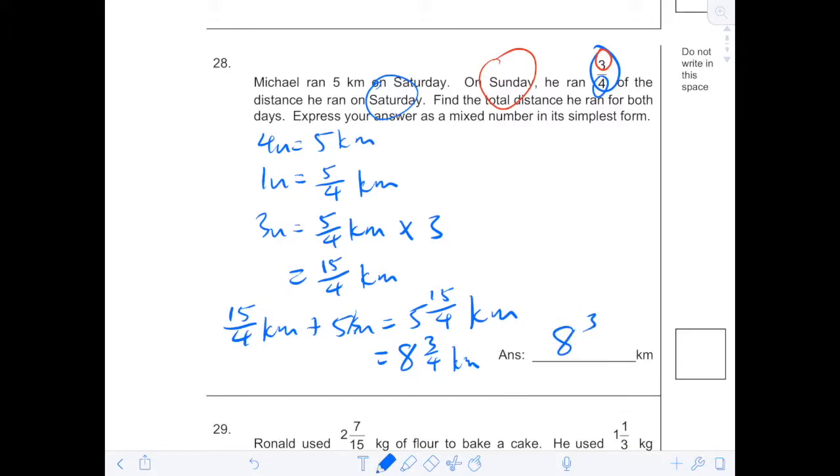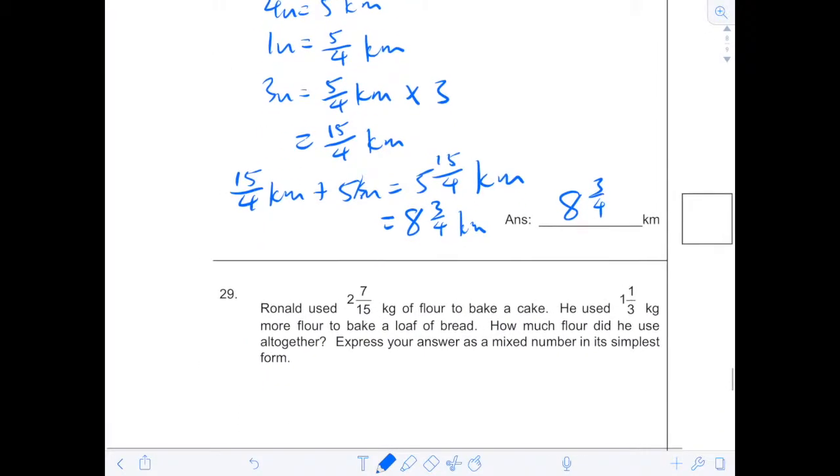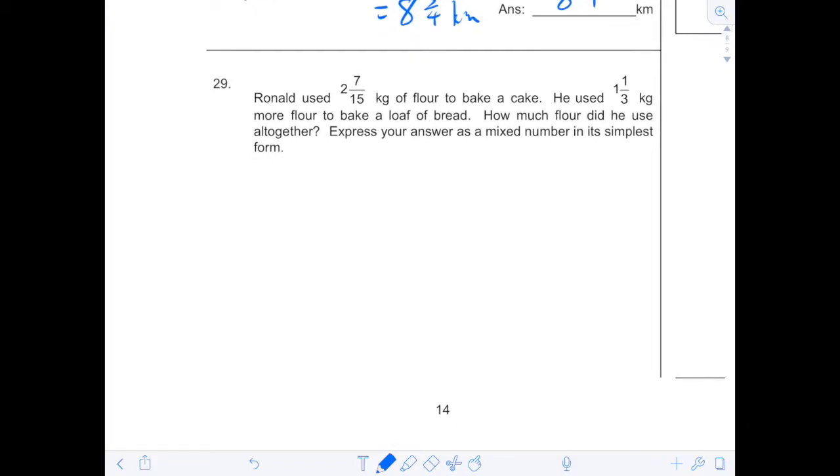Now, because you are doing these chapters to do with fractions, please don't be afraid to have your answers as fractions. Okay, because you all might be very used to whole numbers in lower primary, but now that you're in P5, you realize that some questions require you to have fractions, which is not as nice as the whole numbers. Okay, question 29.